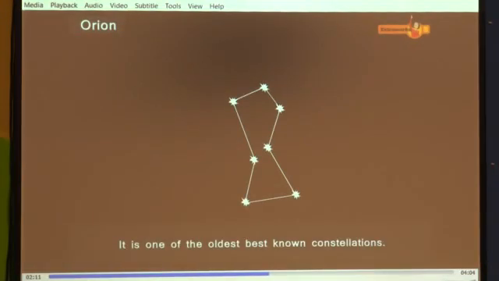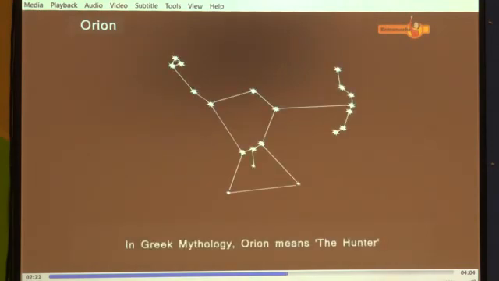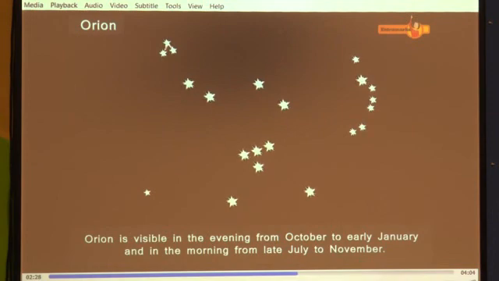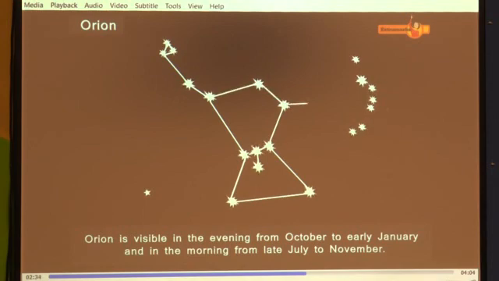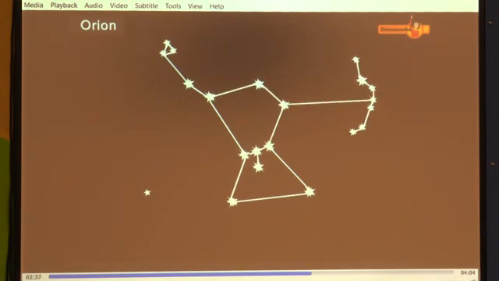Next is Orion. It is one of the oldest, best-known constellations and is considered to be the most conspicuous in the sky. In Greek mythology, it means the hunter. It is visible in the evening from October to early January and in the morning from late July to November. The 3 middle stars represent the belt of the hunter. Other stars of Orion form a sword and quadrilaterals.